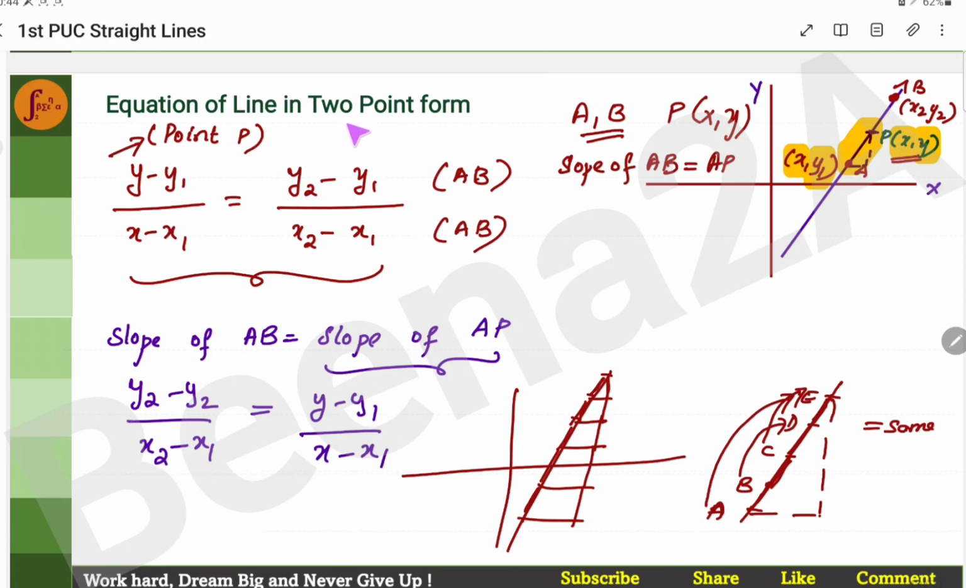It's called 2-point form, but there will be 3 points, because anytime you have to generalize or find an equation, you need to have a point x and y. Only then will the equation be generalized. So you have the point (x, y), and then you have 2 points.